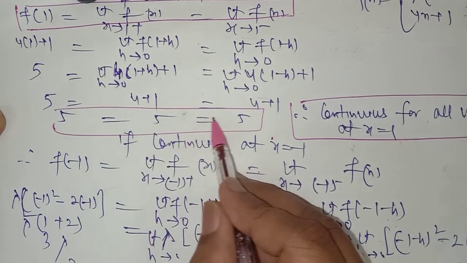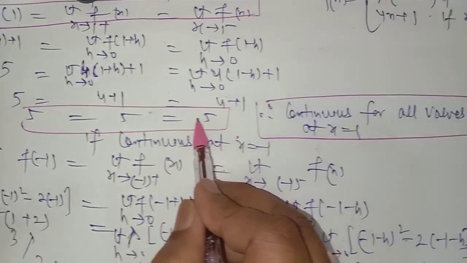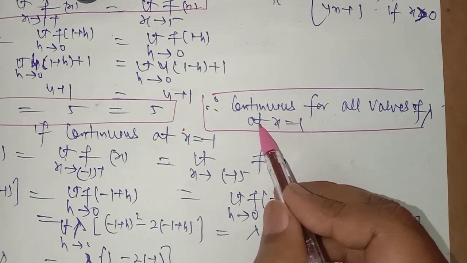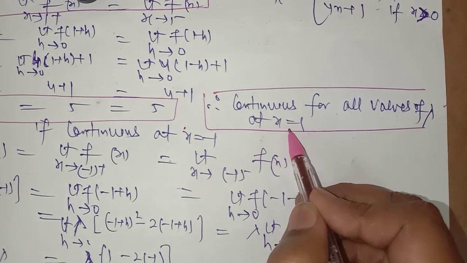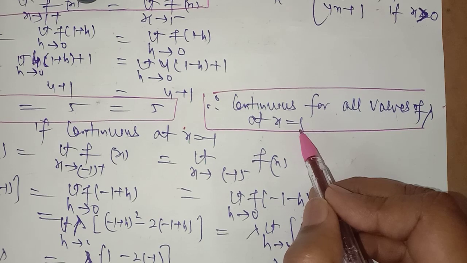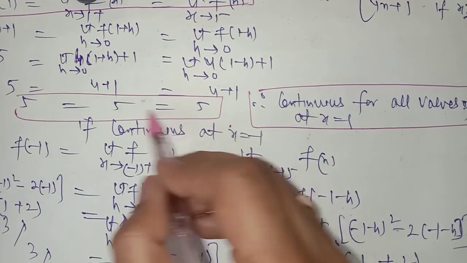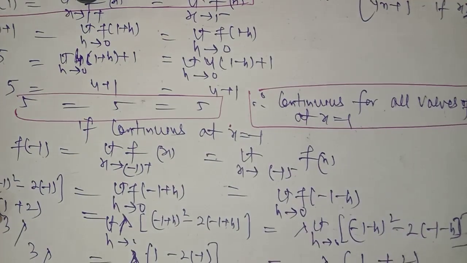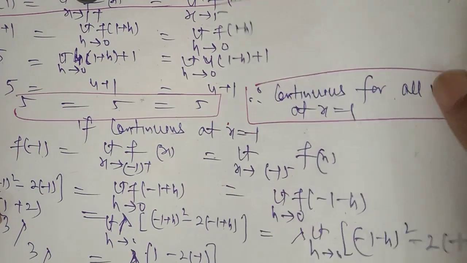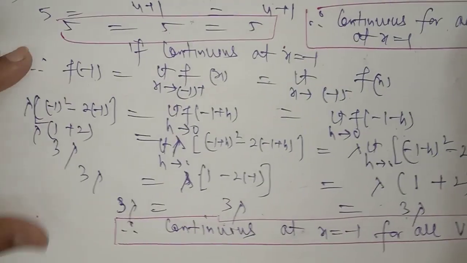So 5 is equal to 5 is equal to 5. But we are not getting the value of lambda. It means that the function is continuous for all values of lambda at x equal to 1. The value of lambda for which f(x) is continuous at 1 can be any value, because lambda does not appear anywhere. All these are 5, so the function is continuous for all values of lambda. Similarly, you can prove it for x equal to minus 1.